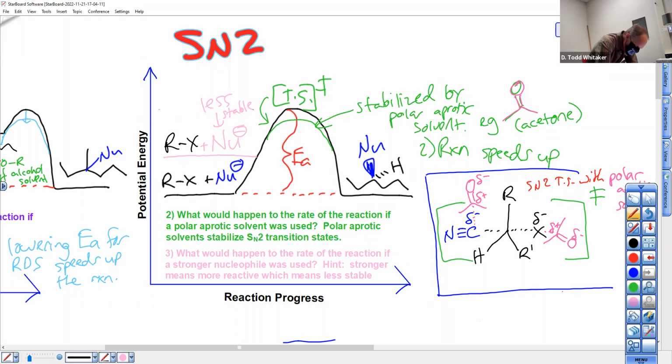The answer to question 3 is right here. The EA for pink is lower with a stronger nucleophile. Therefore, faster reaction. I will stop the share and circle the things you have to write down.